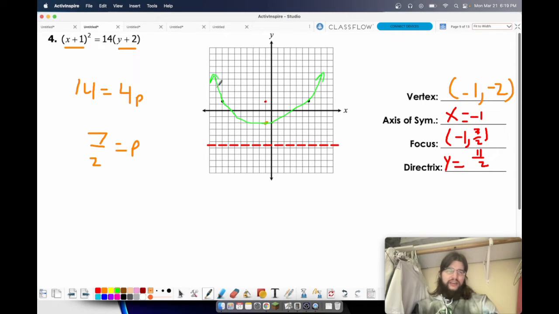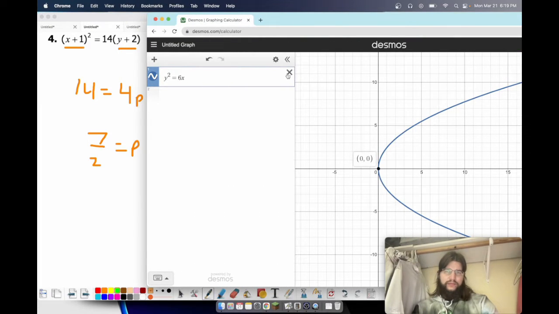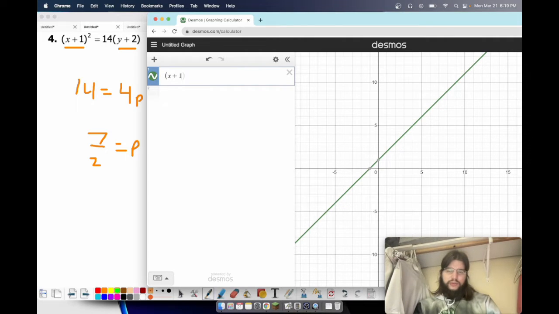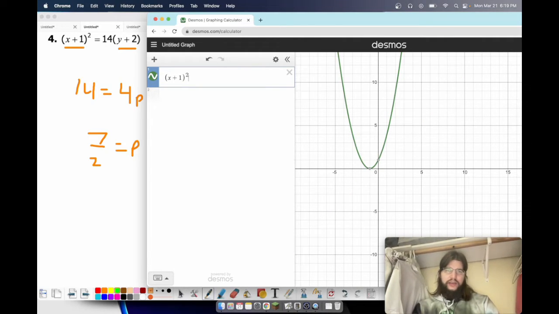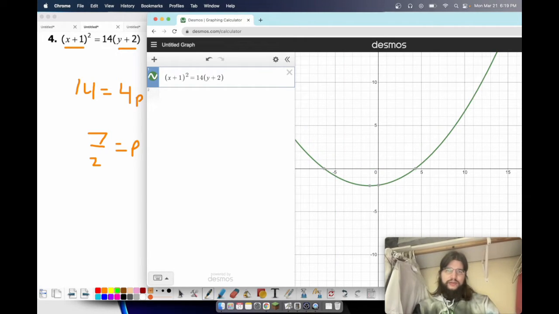Why don't we go ahead and check it on Desmos? Let's see if we are getting the right points at least. I mean, we should get 1, 2, 3, 4, 5, 6, 1.5 on there. If we don't, we definitely did something wrong. So let's just sketch it. X plus 1 squared equals 14, y plus 2.